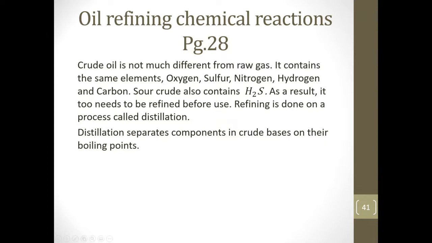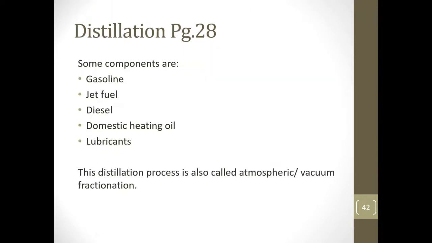Remember, physical property analyzers. Okay, distillation will break down oil into different constituents or products. Some of them include gasoline, jet fuel, diesel, heating oil, different lubricants. There's different pictures, different diagrams that show all the different products that you can get from oil. There's a lot more than there is shown here.